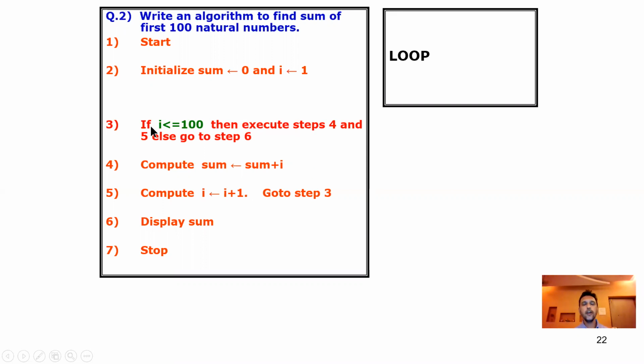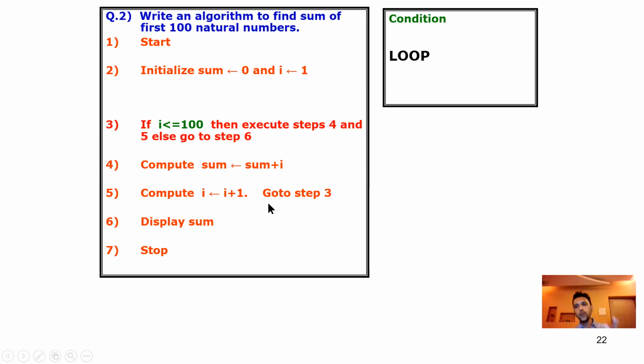Now, let's read step number 3. Step number 3 says, if I less than equal to 100, then execute steps 4 and 5, else go to step 6. The first thing you should understand is that what you see in green color over here is a condition. Basically, this green color is a question which is being asked. And the question is, is I less than equal to 100?